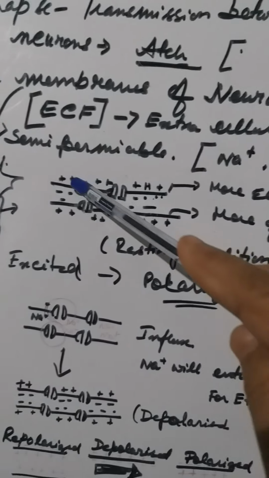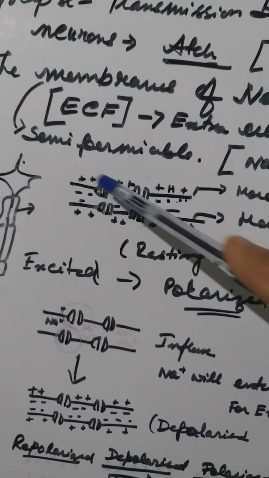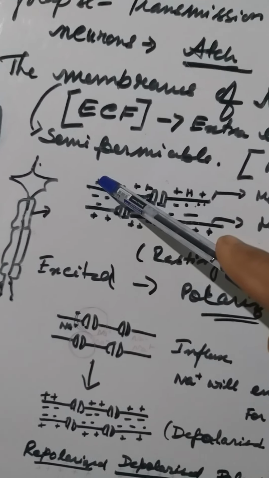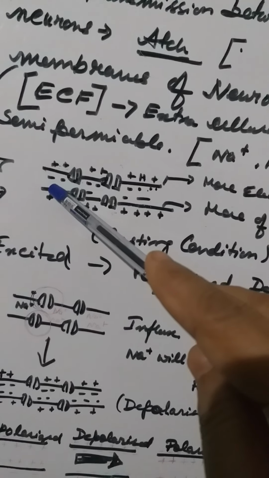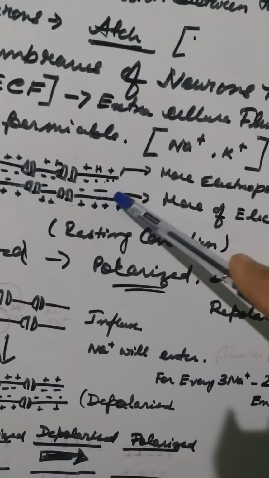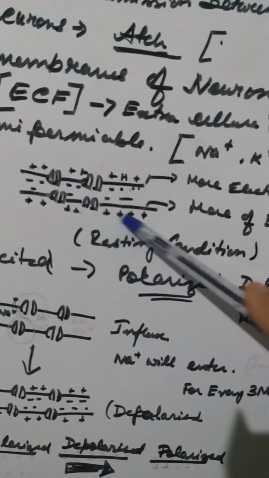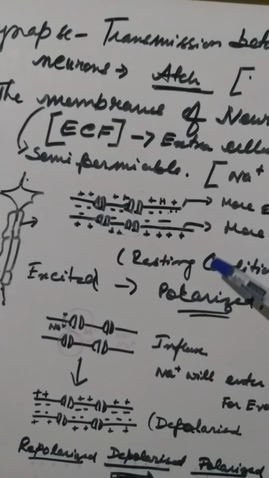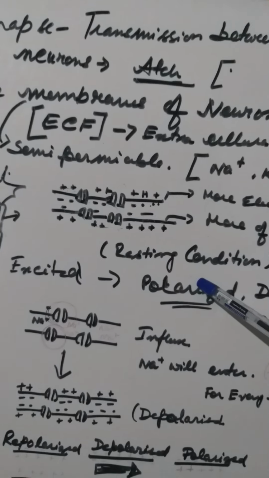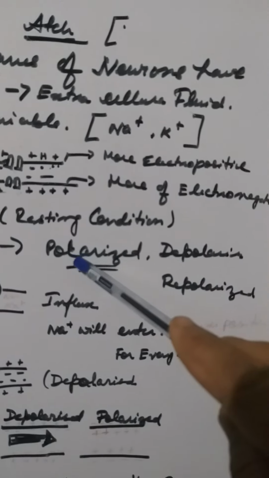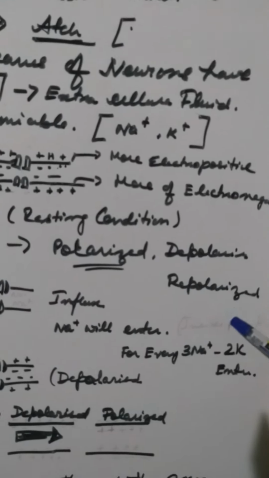Outside, these positive charges are due to the presence of sodium. Sodium ions are present outside the membrane sheath, and the inner membrane sheath has potassium ions. When the nerve impulse travels to this portion, this is the resting condition. That means the nerve is not transmitting any kind of impulse. When an impulse enters this part of the axon, we call it an excited state. So we'll come across three phases: polarized, depolarized, and repolarized.